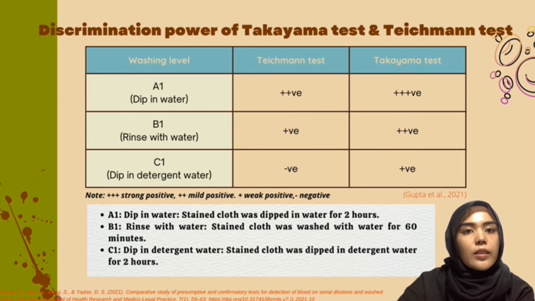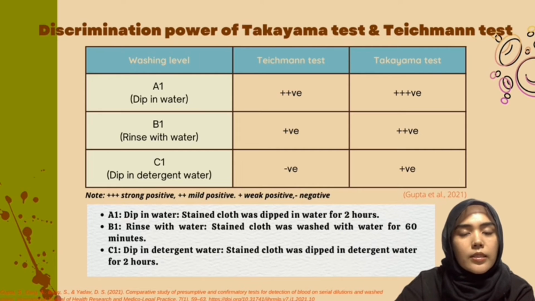Then, the washed bloodstained fabrics were tested for the presence of blood to determine the detection efficiency and sensitivity of different methods. According to the results, when the A1 stained fabric was tested with the Takayama test, it gave a strong positive result. Meanwhile, the attachment test gave just a mild positive result. When B1 was tested, the Takayama test gave a mild positive result and the attachment test a weak positive result. And lastly, for C1, it gave a weak positive result for the Takayama test and a negative result for the attachment test.